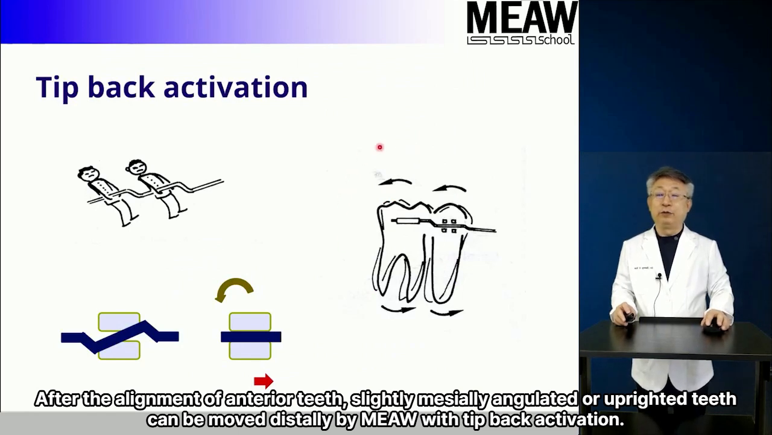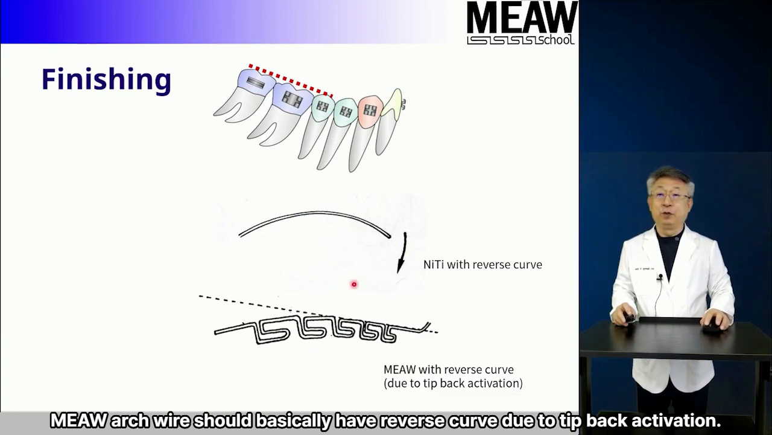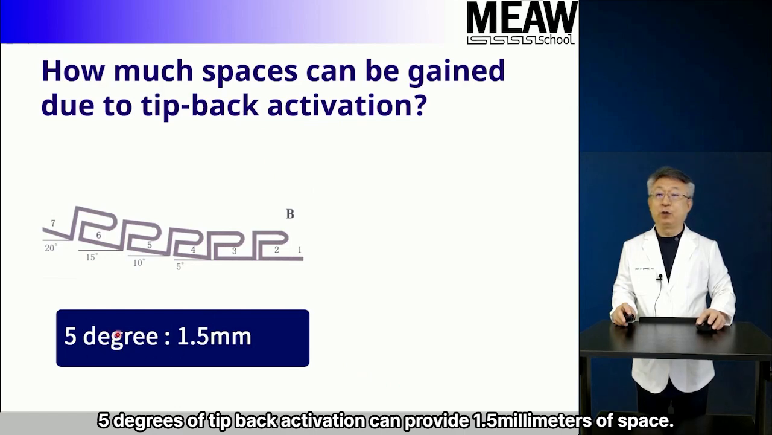After the alignment of anterior teeth, slightly mesially angulated or uprighted, teeth can be moved distally by MEIW with tip-back activation. Even if there is still some remaining curve of SPE, it can easily be flattened by MEIW with tip-back activation. MEIW arch wire should basically have reverse curve due to tip-back activation. How much space can be gained from tip-back activation? 5 degrees of tip-back activation can provide 1.5 mm of space.